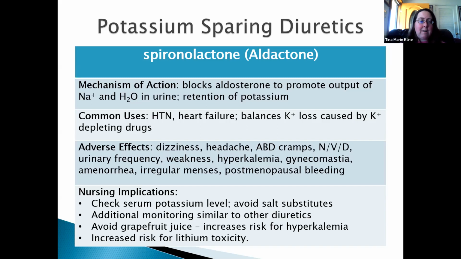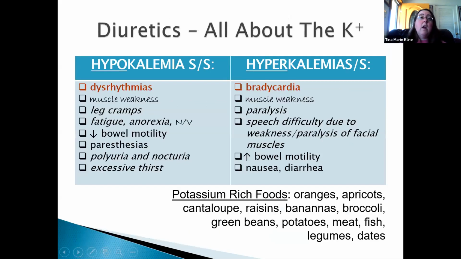But very good question. Okay, so you heard me mention before, diuretics, they're all about the K. It's like that song, all about the base, all about the K. As a nurse, you need to know with the diuretics that your patient's on, are they at risk for hypokalemia? Are they at risk for hyperkalemia? Regardless, it's not a good thing. If the potassium's too low, it's bad. If it's too high, it's bad.